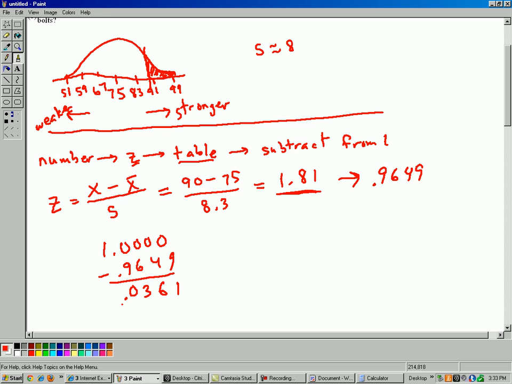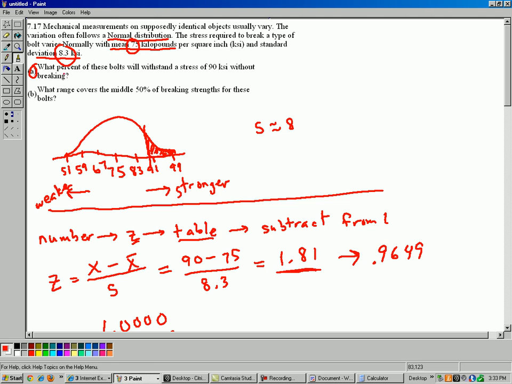So 0.0361 is the answer. So about 3.6% of the bolts will withstand 90 kilopounds per square inch of stress or more. Okay, that is it for part A. We finished part A. Check that off.